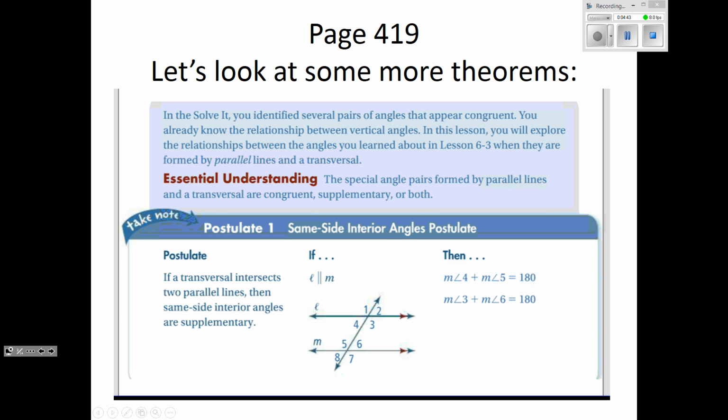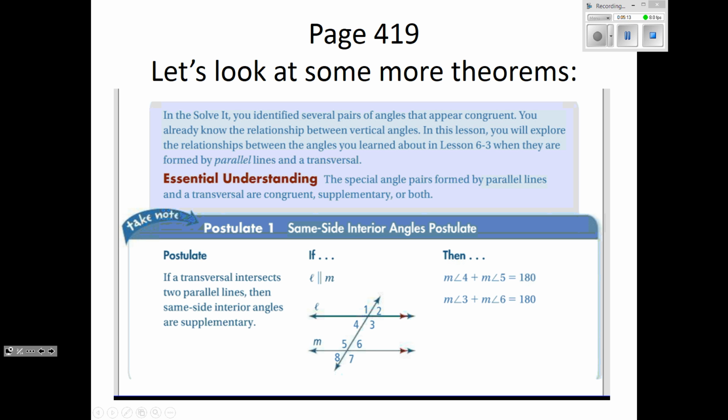So we're going to talk about our different types of angles. So first one here, okay, it's one that we haven't even talked about yet. It's called the same side interior angle postulate, okay? So this should be in your paper, okay? What this says is if a transversal intersects 2 parallel lines, then same side interior angles are supplementary. Okay, let's remind ourselves, what does it mean to be supplementary again?